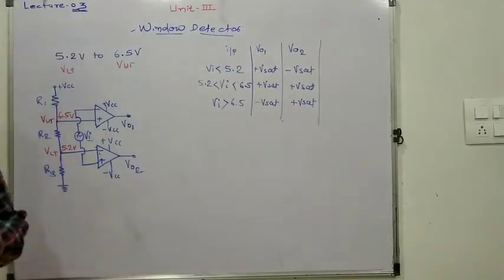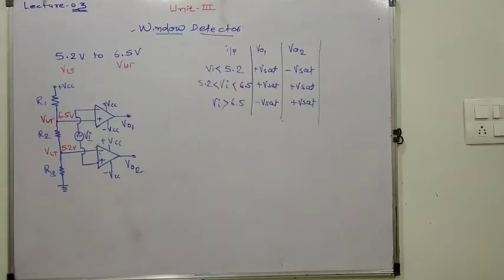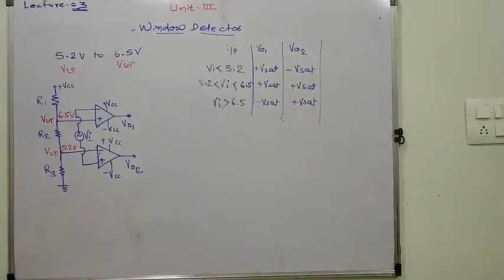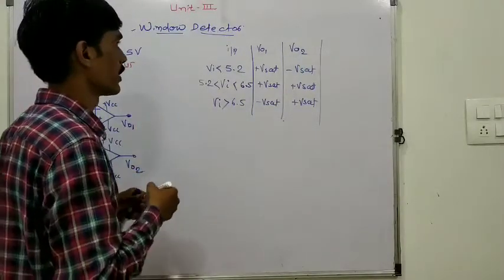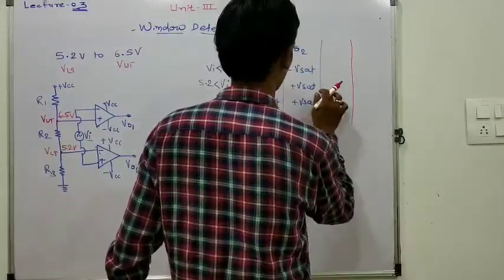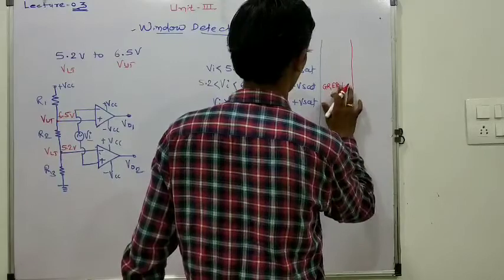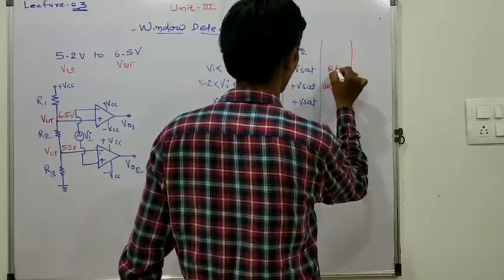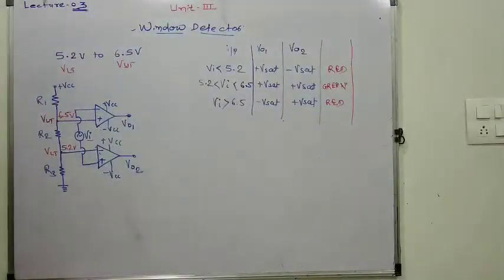Now we have to focus: we can easily set up 6.5, we can easily set up 5.2, but the main task is how to glow the different LED. Is it right? How to glow the different LED, that is we have to glow the red LED. Now for this we have to glow the green LED, otherwise it is red. We have to glow the green LED and the remaining for the red LED. We have to obtain this much of circuit.